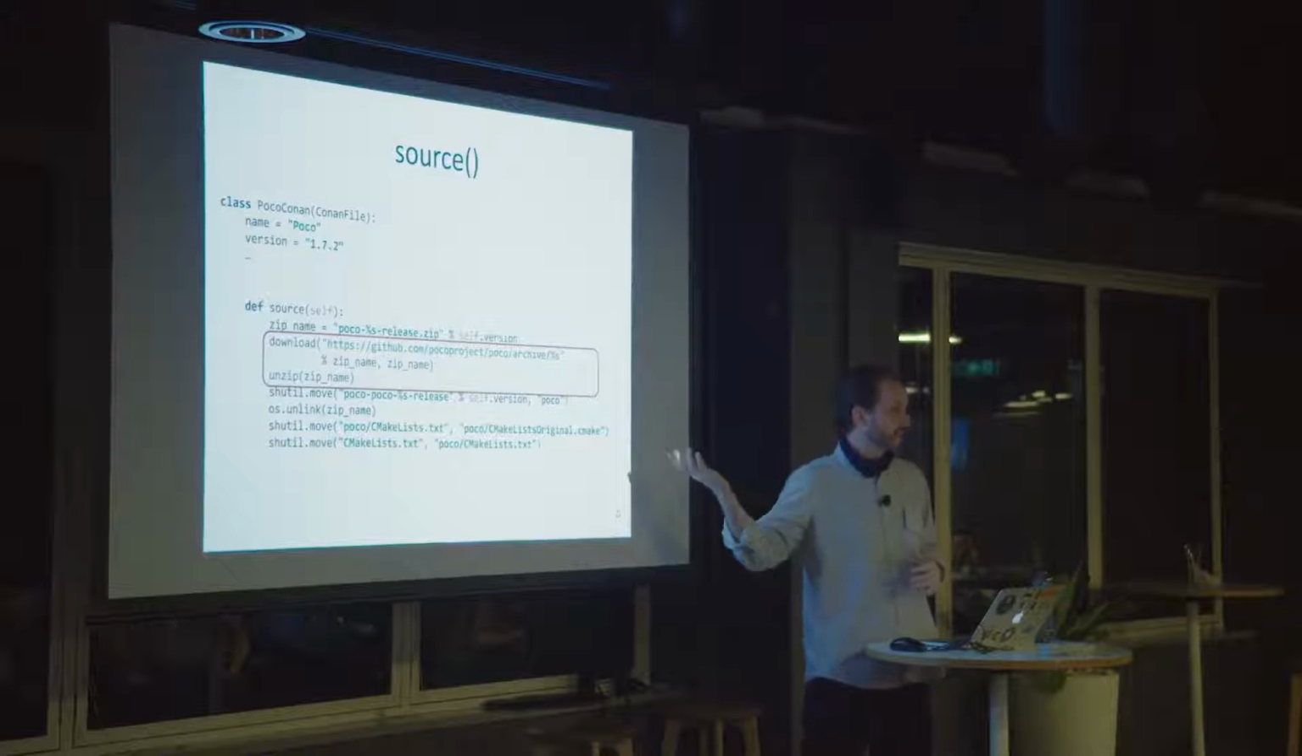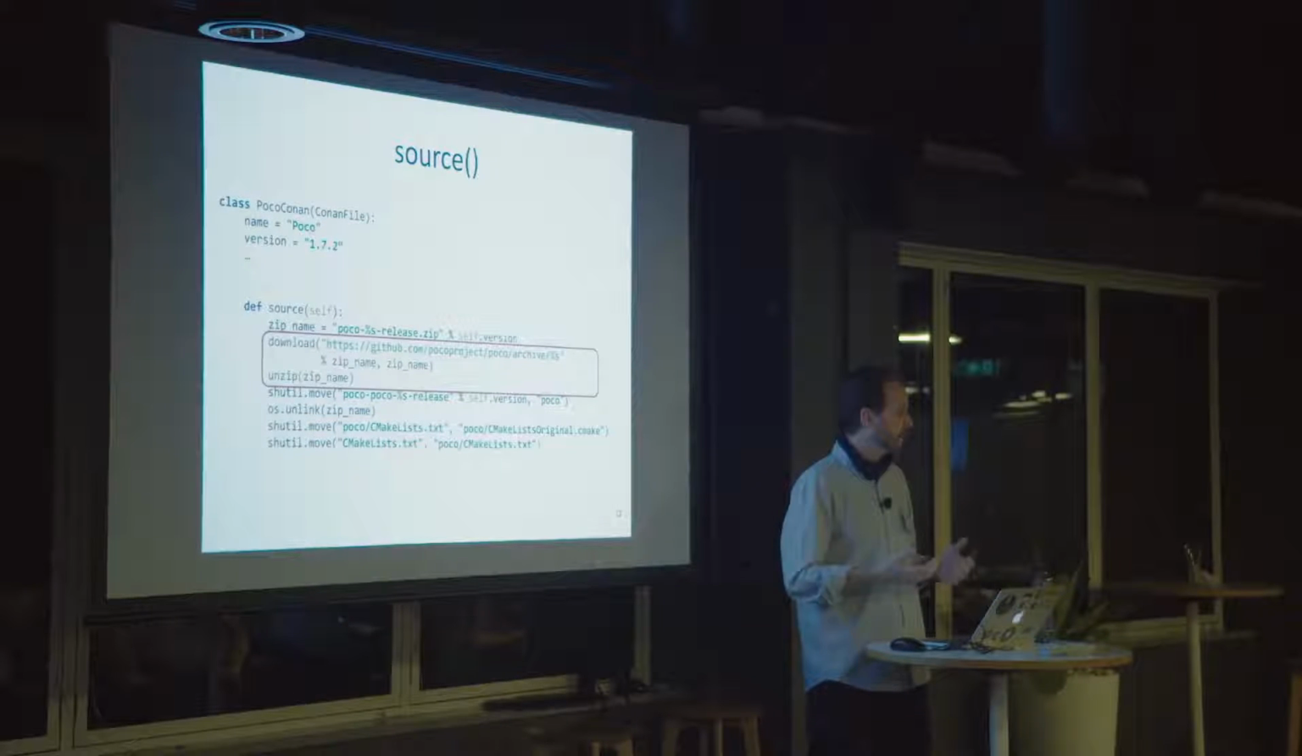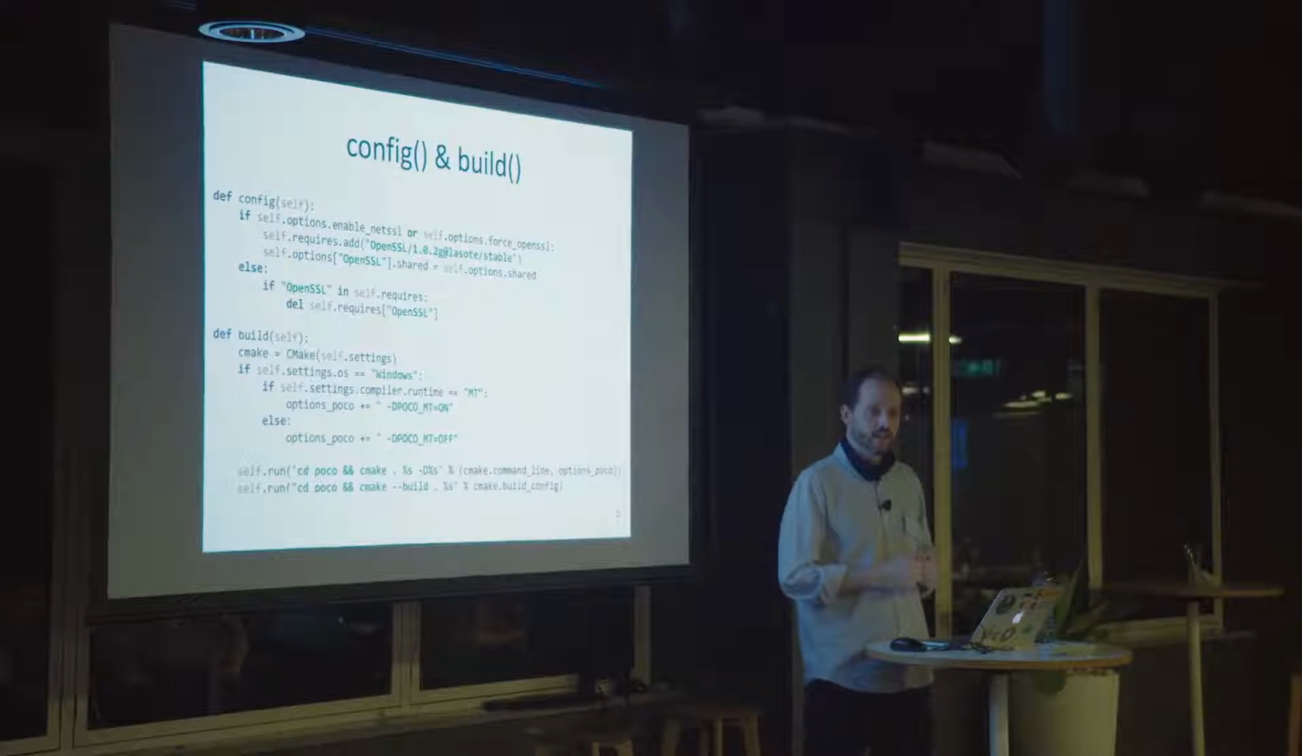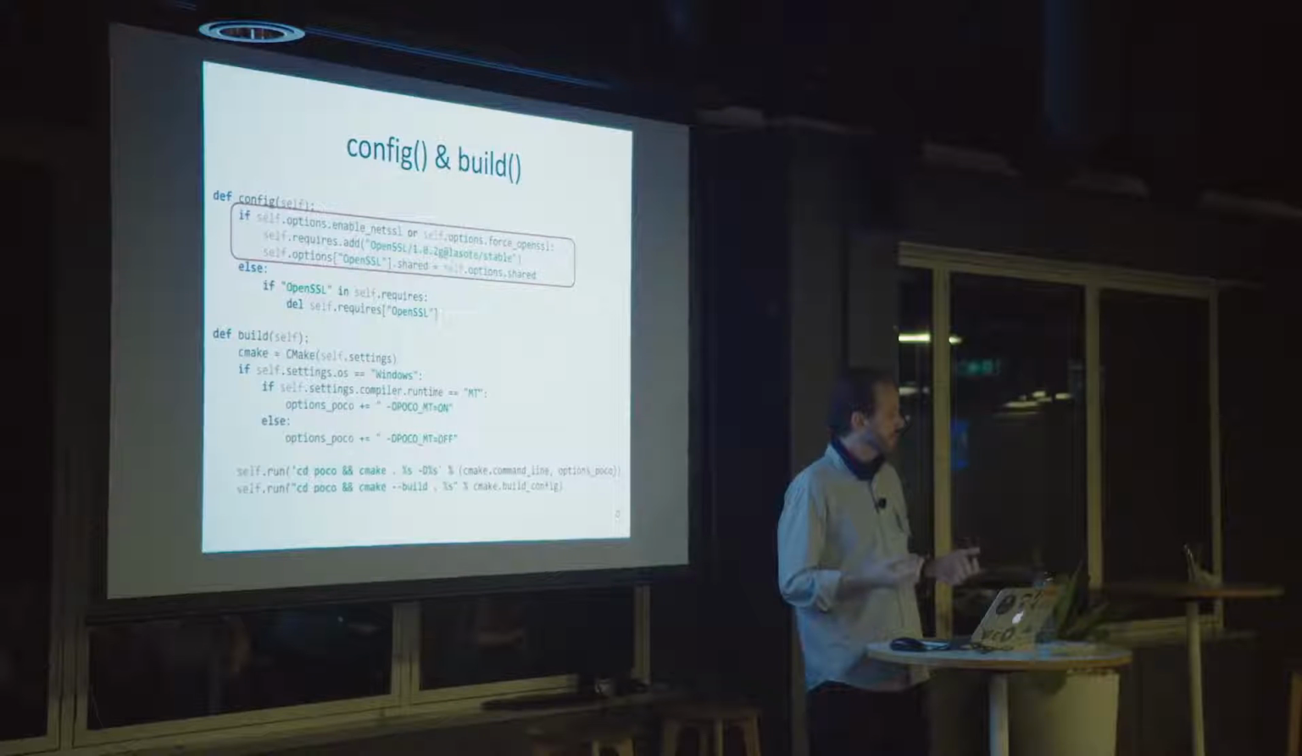Then this is, for example, a typical example where you can download and extract a zip file, in this case, for the Poco project. Then we also have configuration. And a typical use case would be conditional dependencies. In this case, the Poco project can use SSL or not. It depends on the options you choose when you depend on the Poco project. If you say that you want to use SSL, then you have to add the dependency to OpenSSL. And if you say no, then not. So the dependency in this case is conditional, depending on your own options.